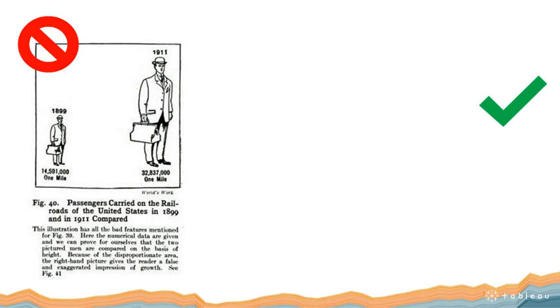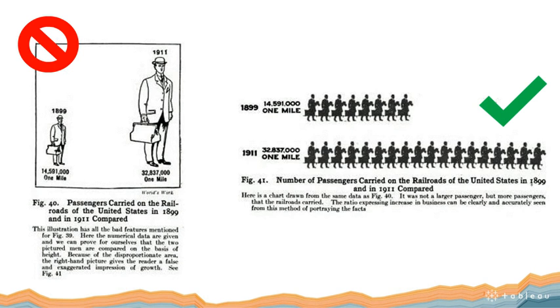So he says, how about this? How about an icon for every certain group of people? I think we're talking about here an icon for every million. And that's more in line with what's happening, right? The phenomenon is more people are riding trains, not bigger people. You guys get the point. So don't mislead people by the way we do that.